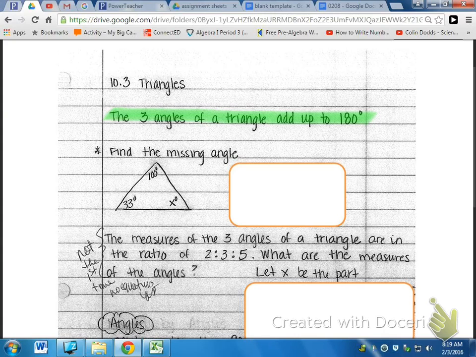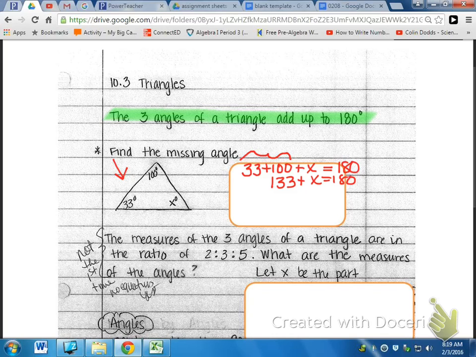So this particular problem that we're looking at in the first example, it has an angle that's 33 degrees, one that's 100 degrees, and one that is x. That's the one that's missing. So we would definitely go 33 plus 100 plus x and set that equal to 180 degrees. So when we're solving equations, if there are like terms on the same side of the equal sign, we combine them. So 33 plus 100, 133 plus x equals 180.